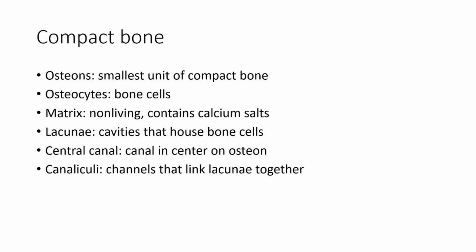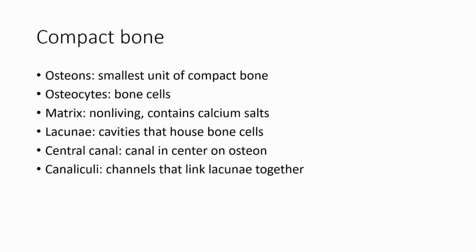Now we're really not going to dive too deep into spongy bone at all. We just wanted to kind of introduce the idea of it. But we are going to take a close look at compact bone. So here's some terminology that we're going to look at first before we look at what compact bone looks like on a microscopic level. We see the term osteons. Osteons are the smallest unit of compact bone. I'll point these out when we look at the figure on the next slide.